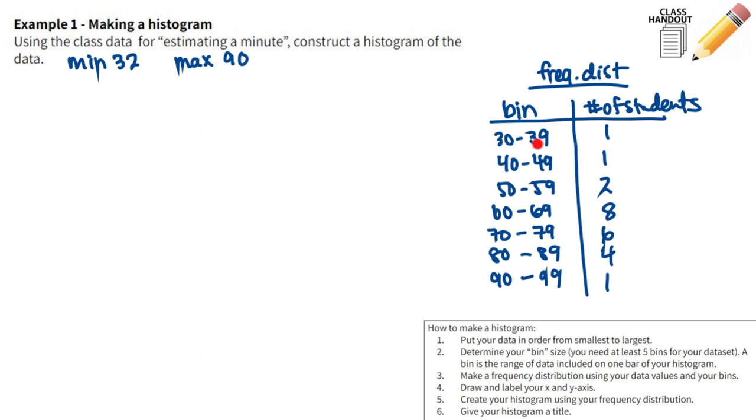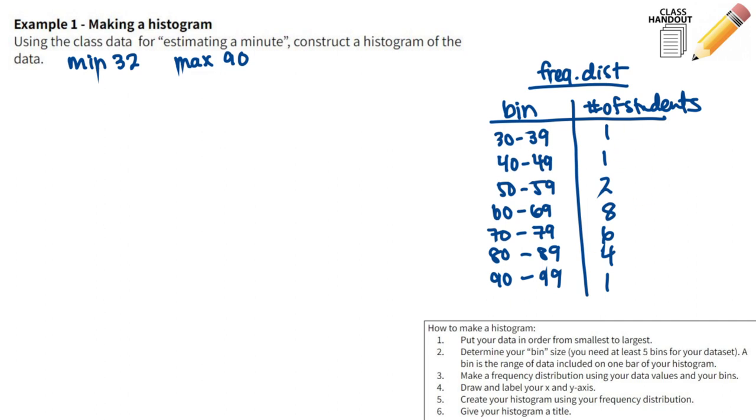As you can see, I've actually already sorted this. So this bin size is 10. It goes from 30 to 39, and then from 40 to 49, 50 to 59, 60 to 69, etc. So we end up with 1, 2, 3, 4, 5, 6, 7 bins. And then as we can see, there was 1 student in the first range, 1 student in the second range, 2 in the third, 8 in the fourth, 6 in the fifth, etc., etc. So this is what we're going to use to make a histogram.